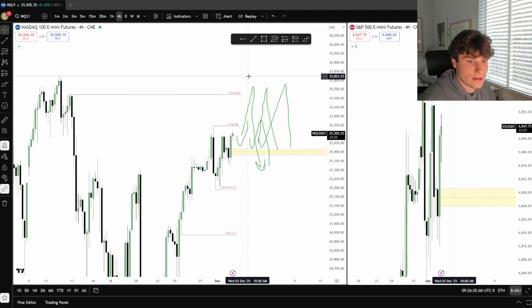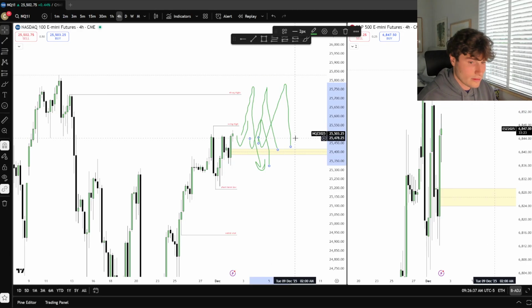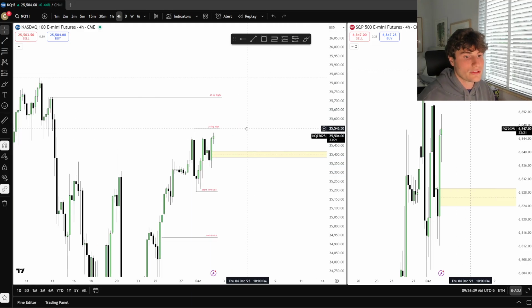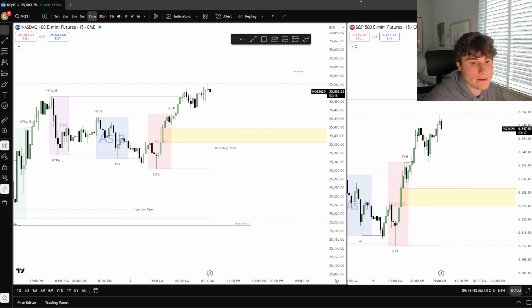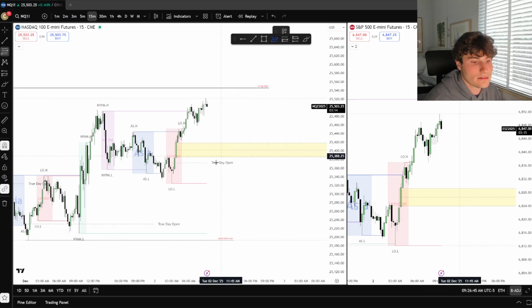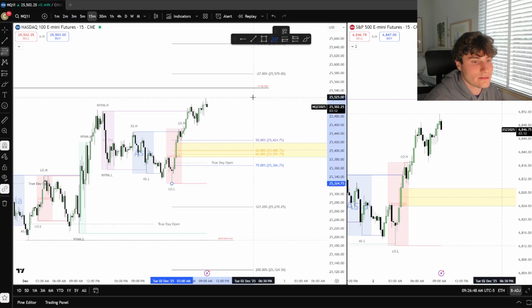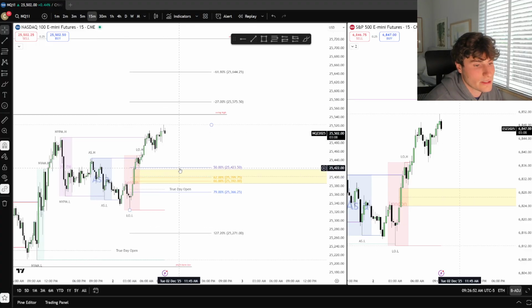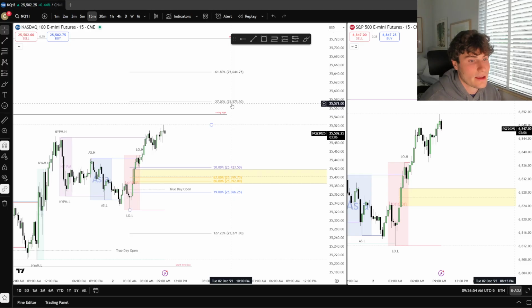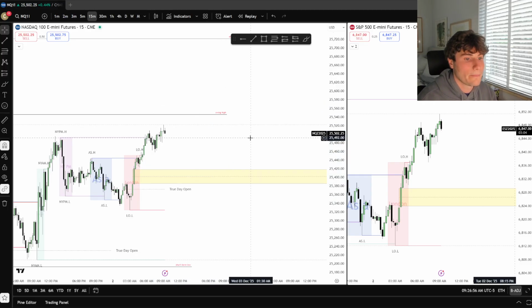Let me just delete all of that stuff. So we have a few scenarios here. Right now I am just waiting for market to open. I would like to see this. This would be my favorite trade if we get it. We could long this 50% into that swing high. That would be really nice.